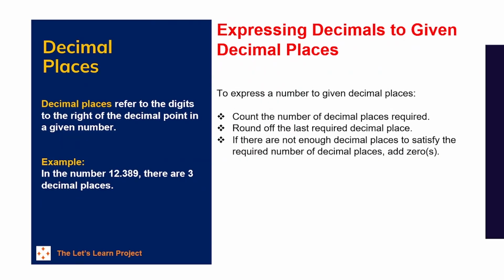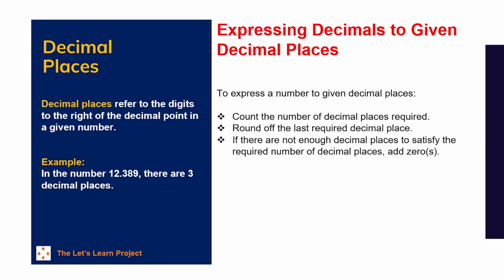So how do we express given numbers or given decimals to specific decimal places? To do that, the first thing that you have to do is to count the number of decimal places that the question requires you to leave your answer to. So if the question requires you to leave your answer to 2 decimal places, you know that you have to count the first 2 decimal places. Remember that the first decimal place that you will consider is the digit at the 1/10th place. Then the second decimal place becomes the digit at the 100th place.